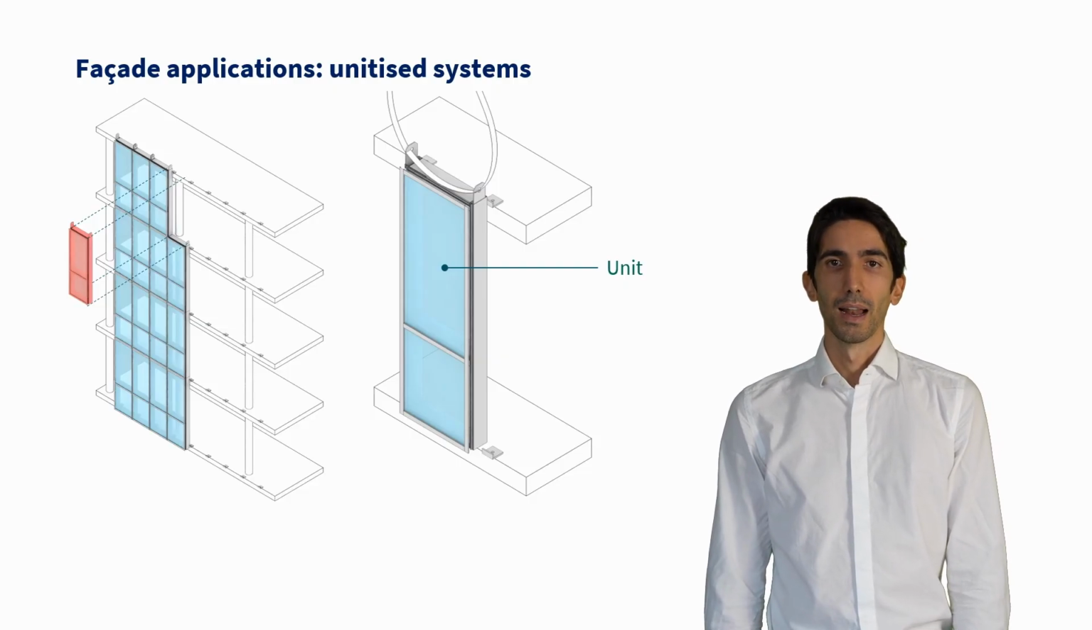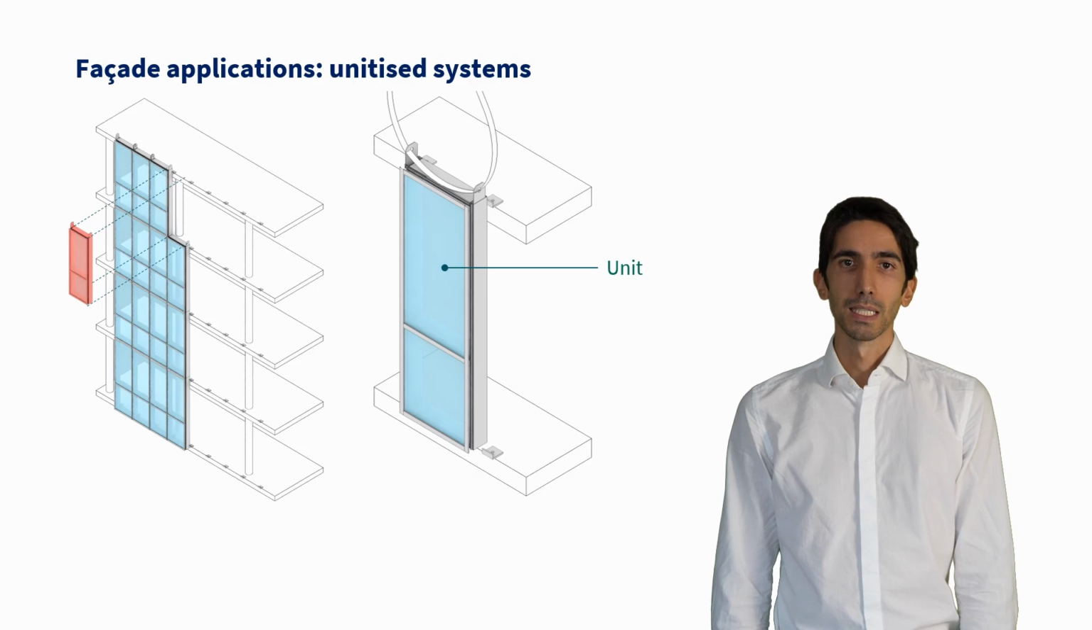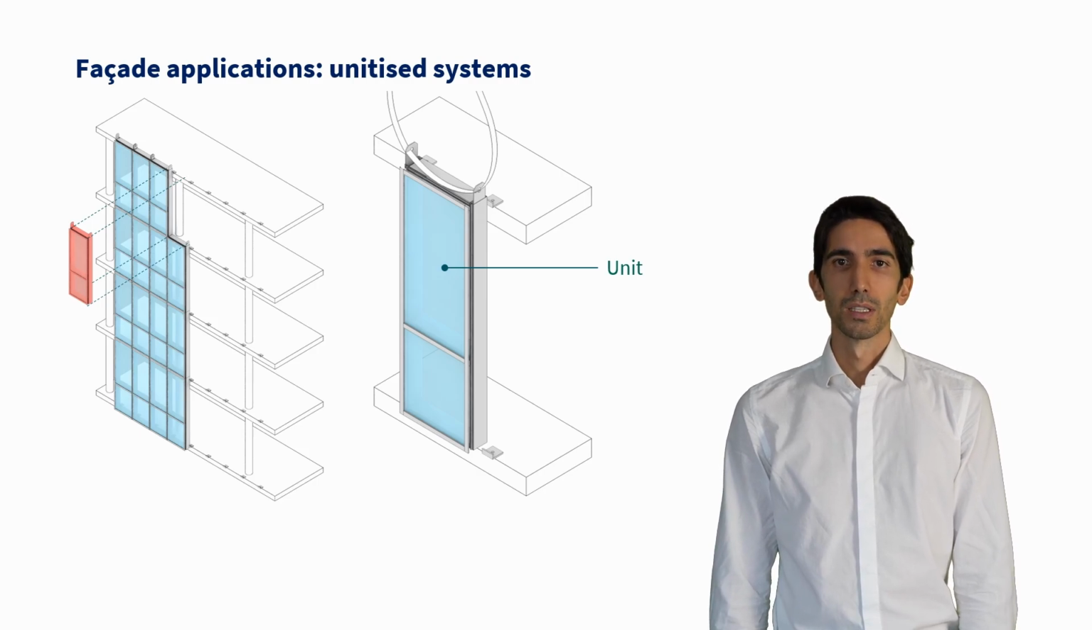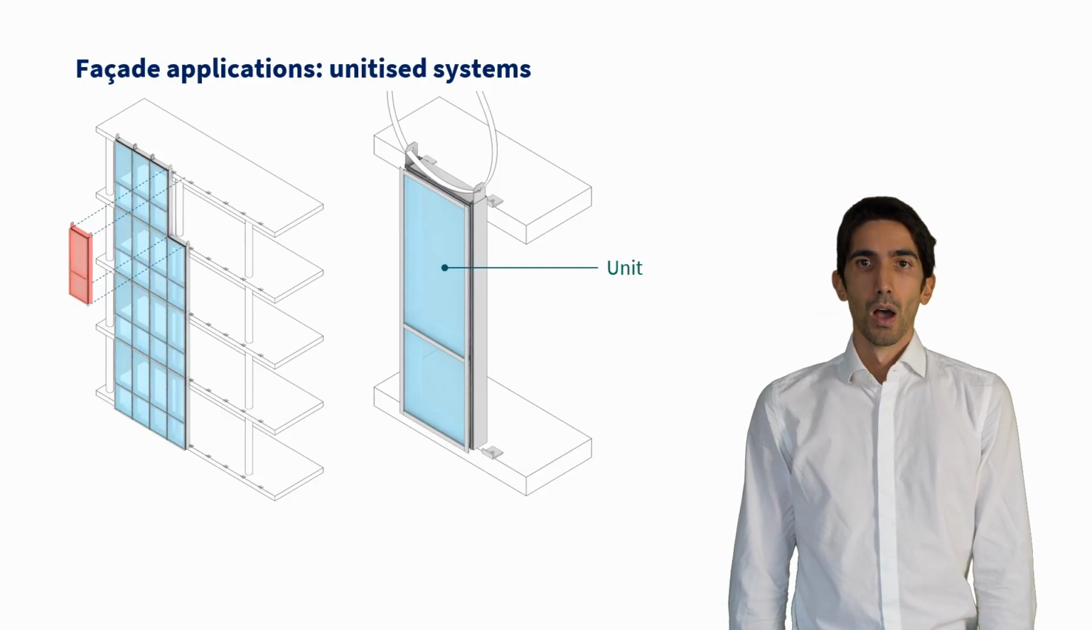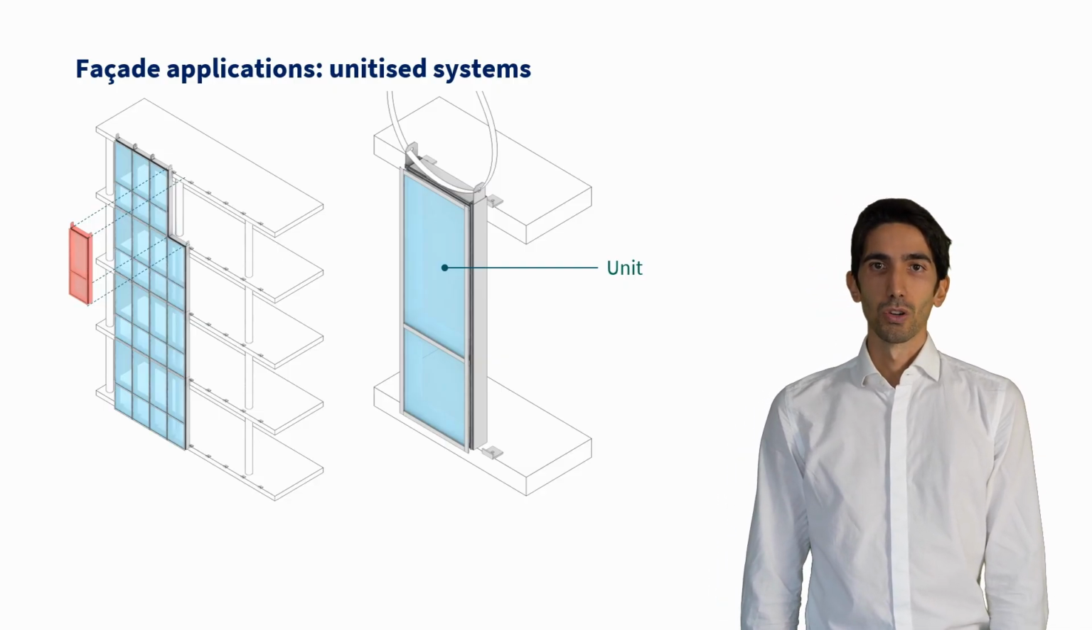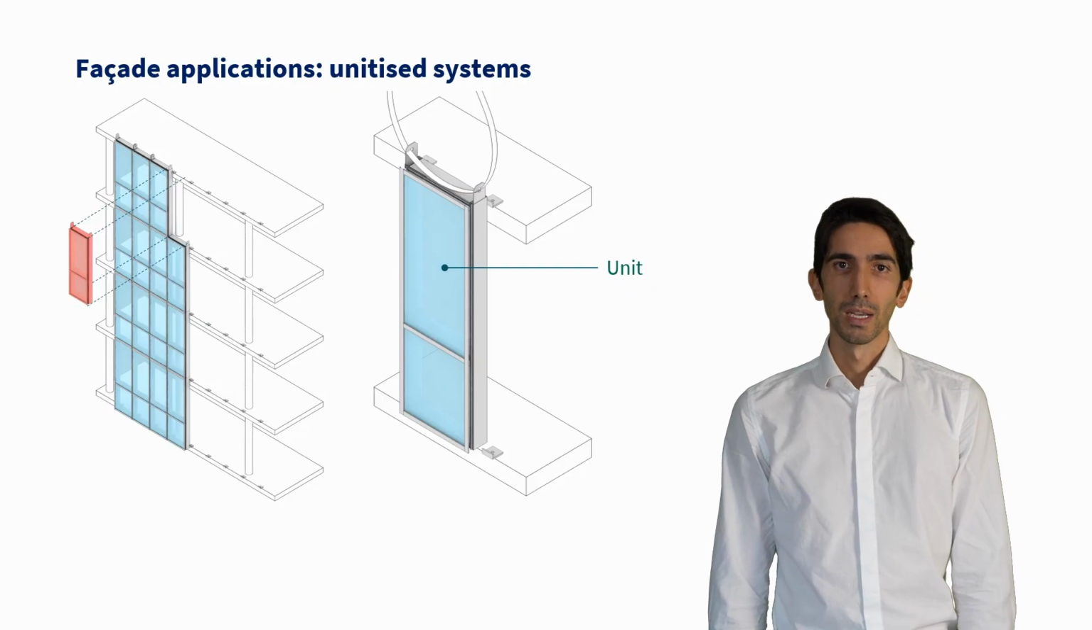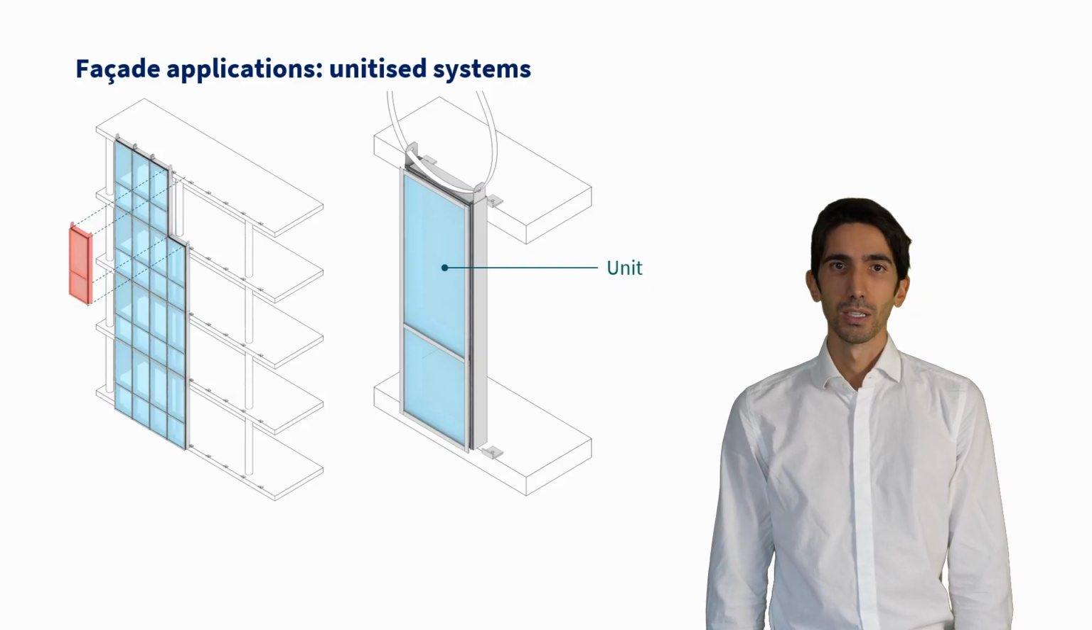It follows that, unlike the stick systems, the unitized facade allows to reduce the installation time and cost and increase the quality control which can be conducted in a production warehouse. On the other hand, the prefabrication of the modules implies limited on-site adjustments and higher production and shipping costs.